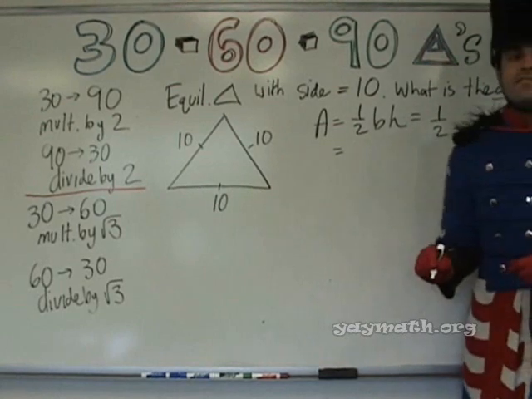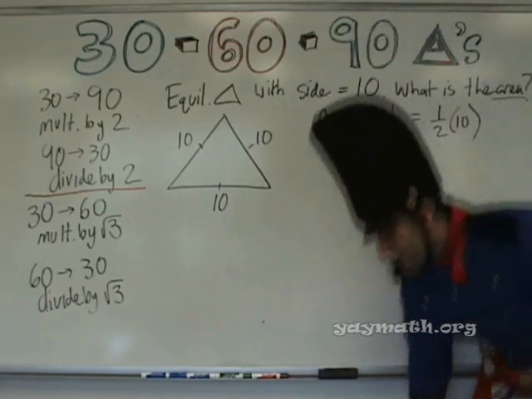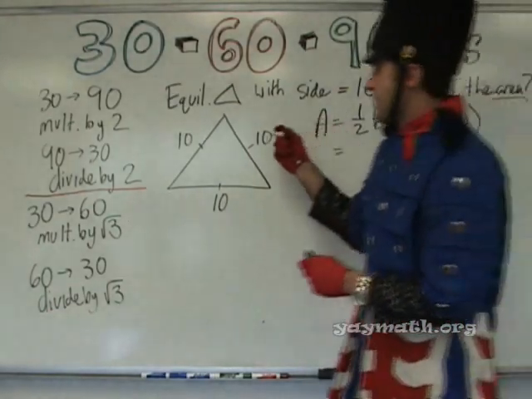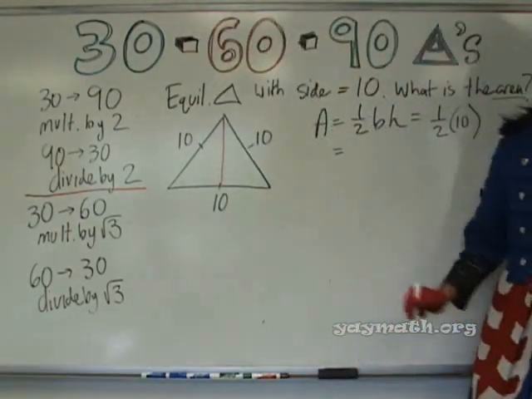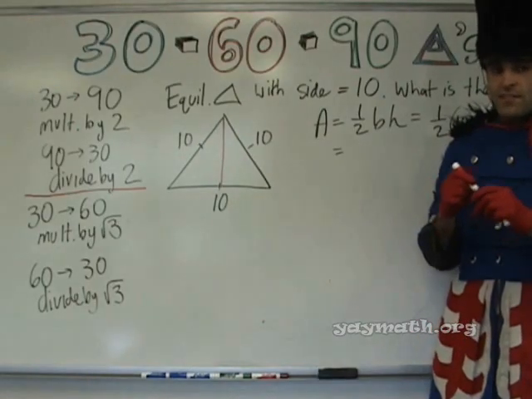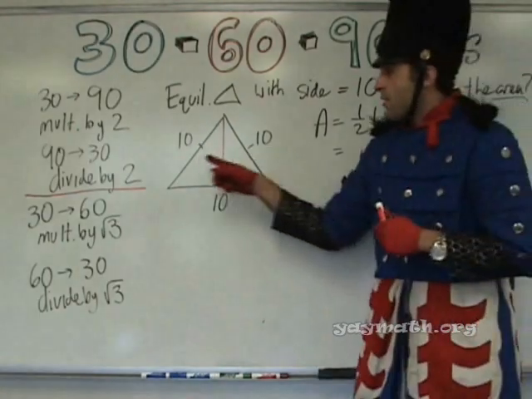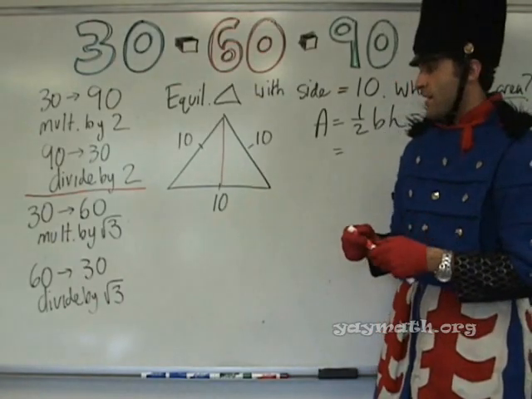Do we know the base? Yes, 10, very good. Do we know the height? No, we need the height. Here's the height. Now we need this length. And here's what you need to start getting used to: these are 2 different triangles, and we can start focusing on them.